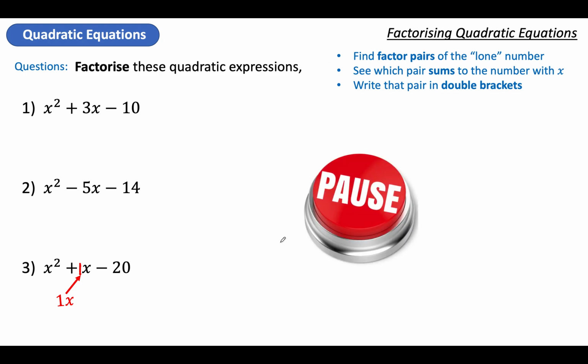So I want you to pause the video, try and find those factor pairs, especially with the negatives, and find the ones that add together to make the coefficient of x. Okay, off you go.